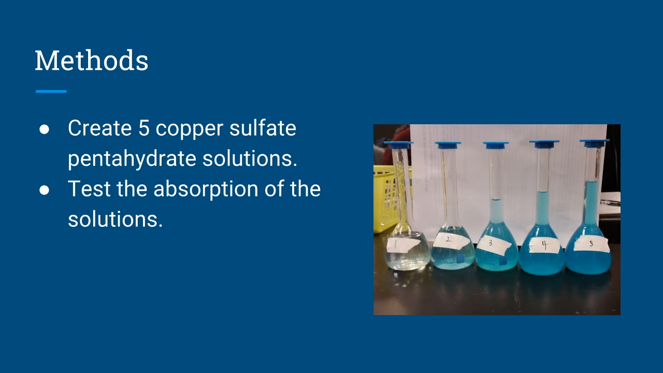For the fifth and final solution, weigh out 7.488 grams of copper sulfate pentahydrate and add it to the last volumetric flask, then label it 0.300 molar.